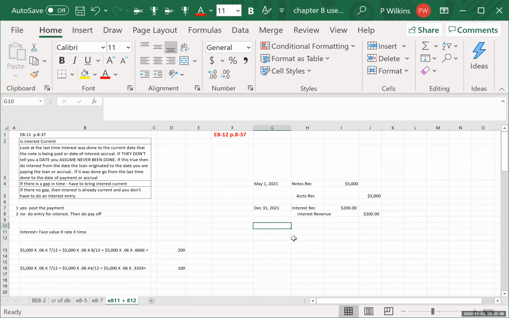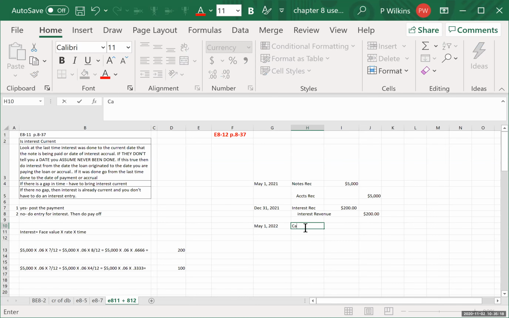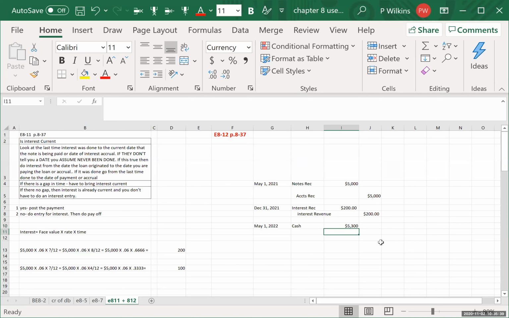All right, so we have $100 of interest, which is the current amount of interest that we've earned that hasn't been posted yet. So we have to take that into account when we post the payment, all right? So this is May 1, 2022. The first thing is we're going to get cash. And how much cash are we getting? Well, we're getting the original amount of the loan, which is $5,000, plus we're getting the $200 in interest that was accrued, plus we're getting an additional $100, which is for the additional interest that we just earned for that last period. So we're going to get $5,300.